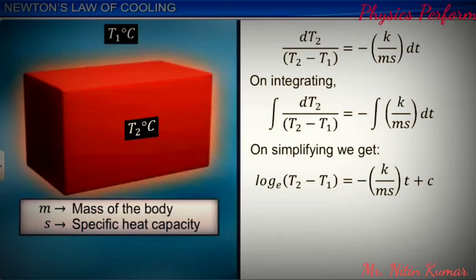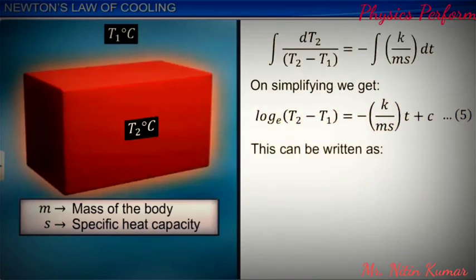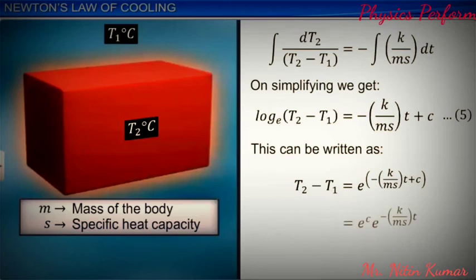This can also be written as T2 minus T1 is equal to e to the power (minus K by Ms into T plus C), which is equal to e raised to the power C into e raised to the power minus K by Ms into T. Let this be equation 6.